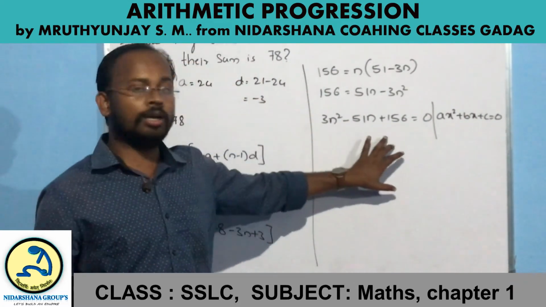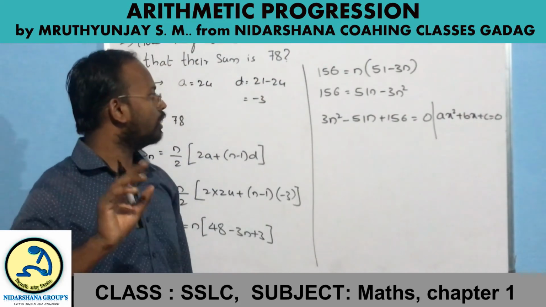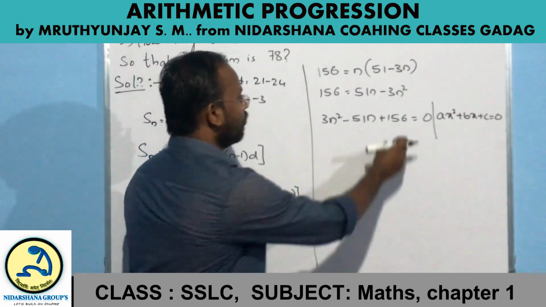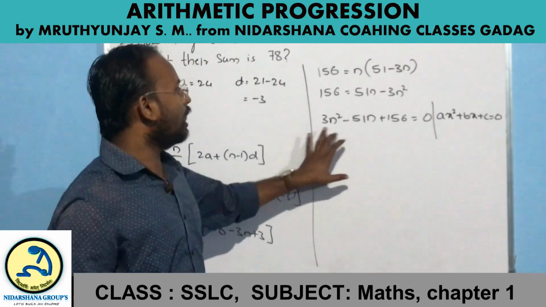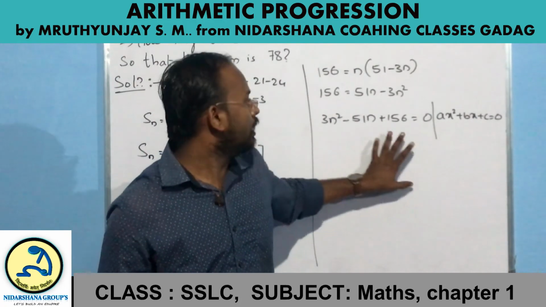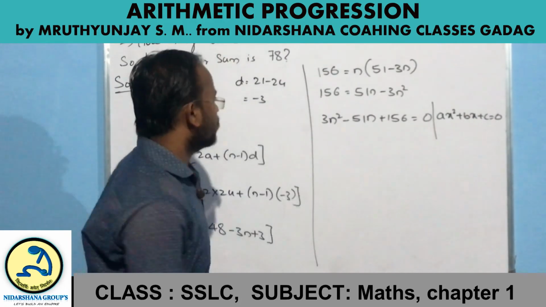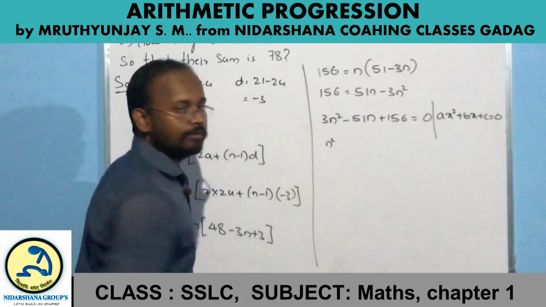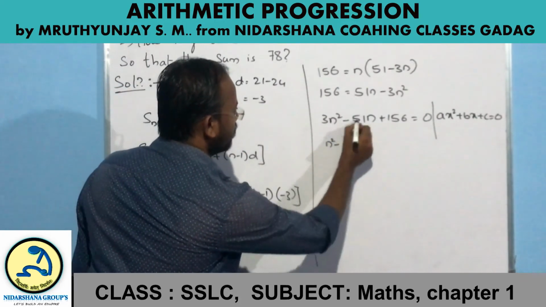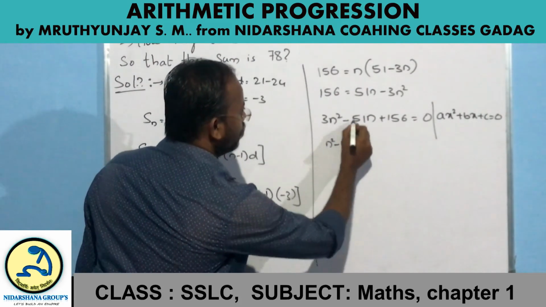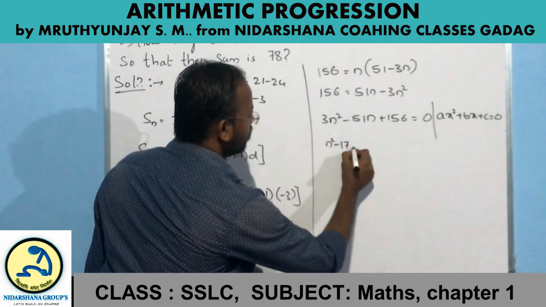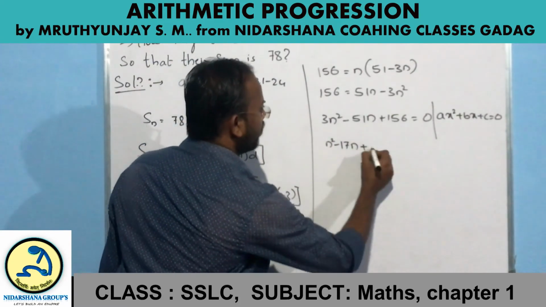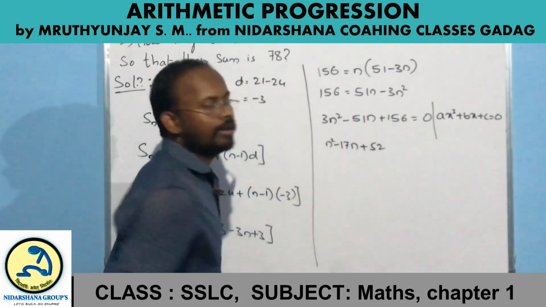So we know how to solve the quadratic equation. Before that, I will tell one more thing. Here 3 is there, 51 is also divisible by 3, and 156 is also divisible by 3. Better, I will divide this equation, left side and right side of the equation, by 3. So if I divide this by 3, then we are left with n square minus 17n, since 3 17s are 51, plus 3 5s are 15, 3 2s are 6.